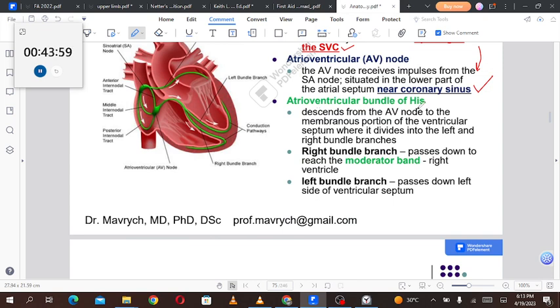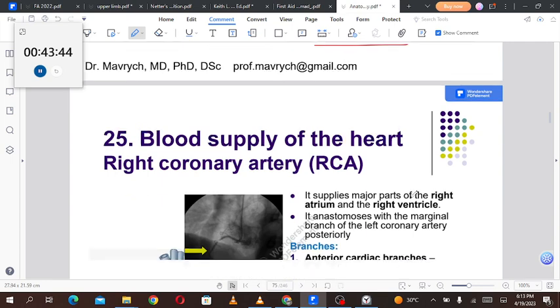Then the atrioventricular bundle of His descends from the AV node to the membranous portion of the ventricular septum, where it divides into left and right bundle branches. The right bundle branch passes down to reach the moderator band of the right ventricle, and the left bundle branch passes down the left side of the ventricular septum.